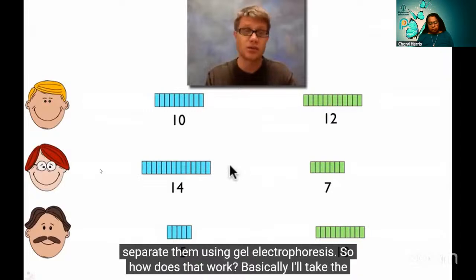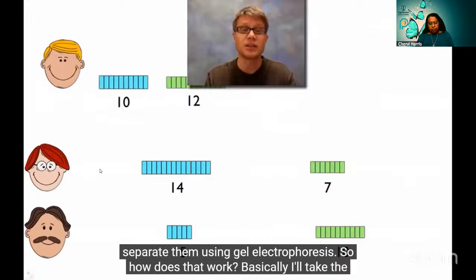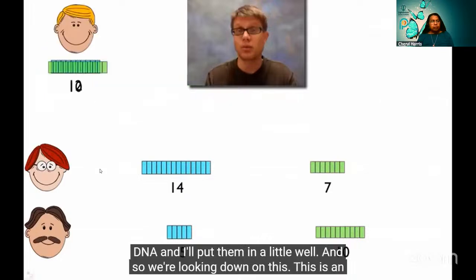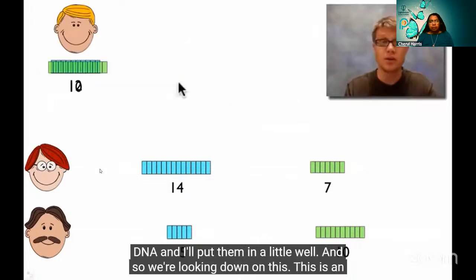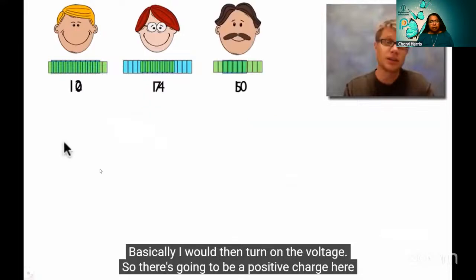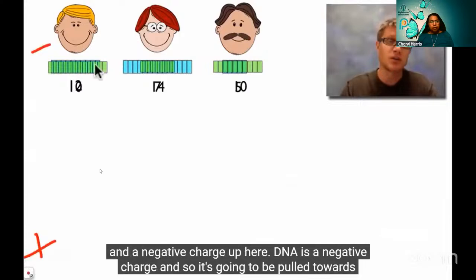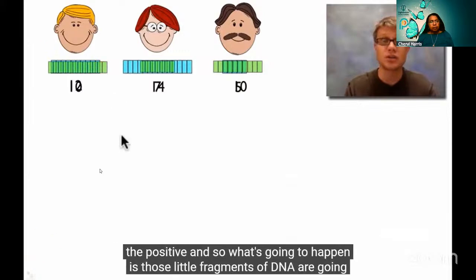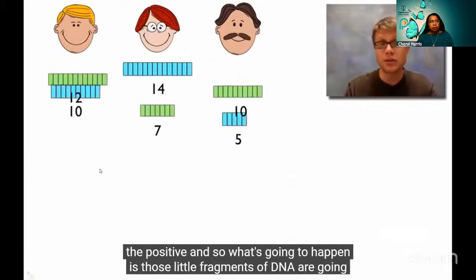So how does that work? Basically, I'll take the DNA and I'll put them in a little well, and we're looking down on this, and this is an agarose gel. I could put Mrs. Red's and then Mr. Mustache's. I could put all those in. Basically, I would then turn on the voltage. So there's going to be a positive charge here, negative charge up here. DNA is a negative charge, and so it's going to be pulled towards the positive. And so what's going to happen is those little fragments of DNA are going to migrate.